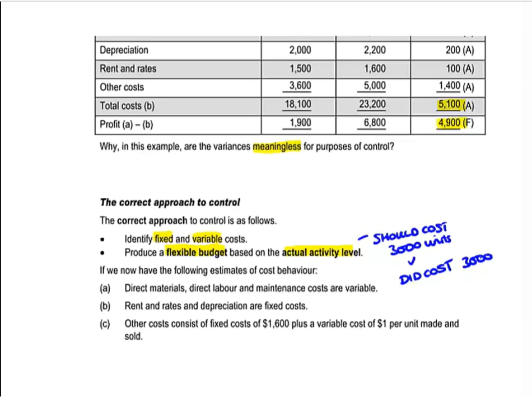So materials, labour and maintenance costs then are all variable, so we would expect those to increase in line with the number of units produced. However, rent, rates and depreciation are fixed costs, so they should actually be constant regardless of the number of units produced. And then other costs is mixed. It's got an element of fixed cost and an element of variable cost.